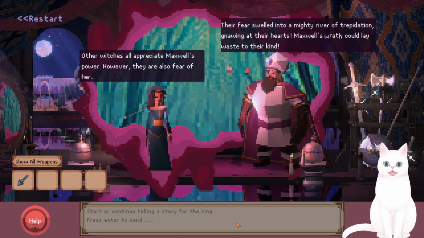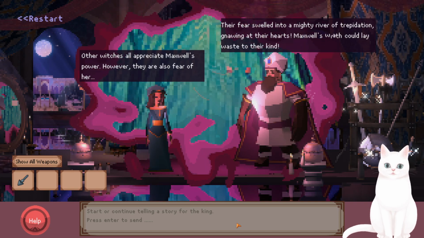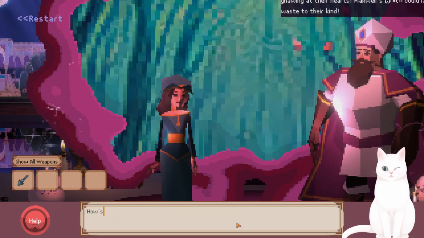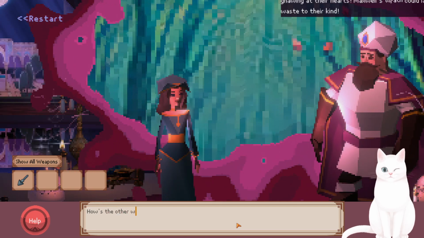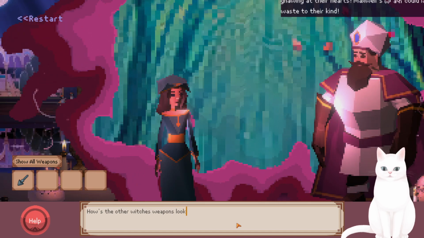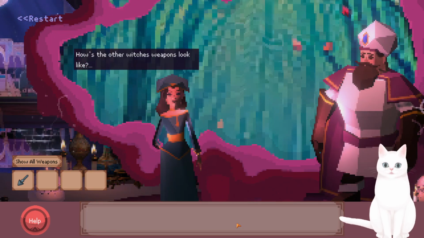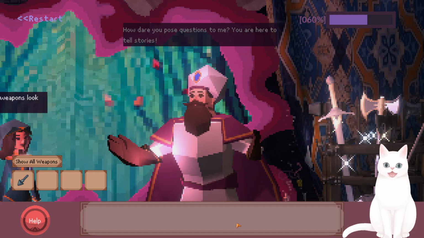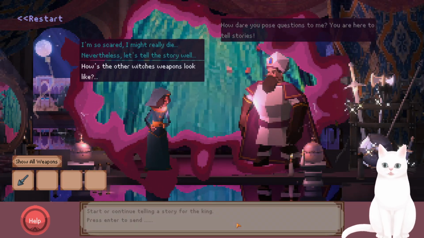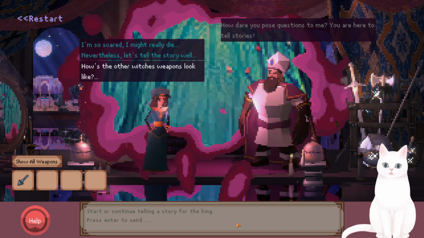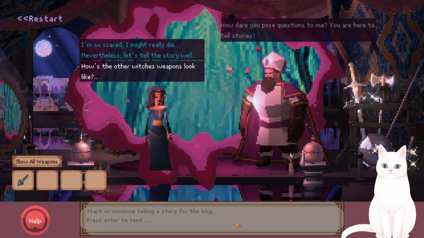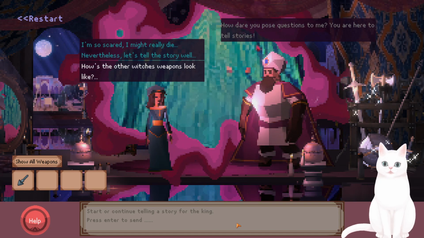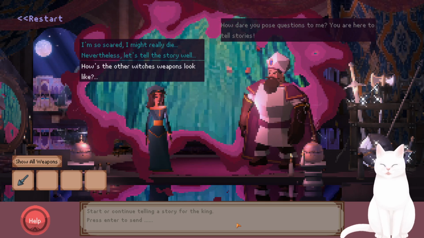Let me see. I want to get more weapons from the stories, so I may try. How do the other witches' weapons look? Okay, how dare you pose questions? Okay, so here's the thing. He is very brutal and aloof, and he is the king, so if you ask questions, he may get angry about it. So the better way is to tone that into something that sounds like storytelling.